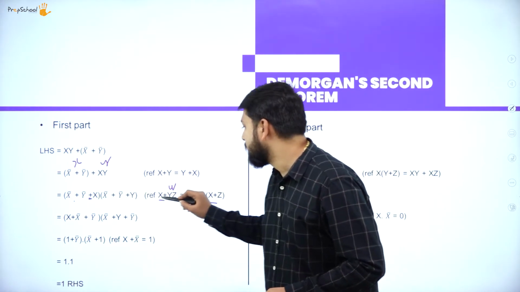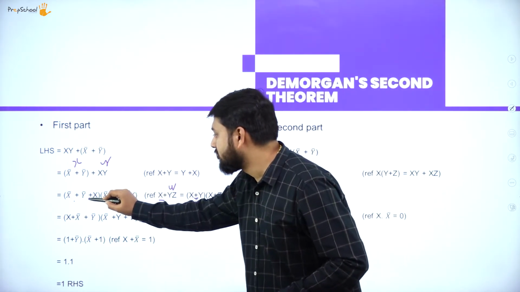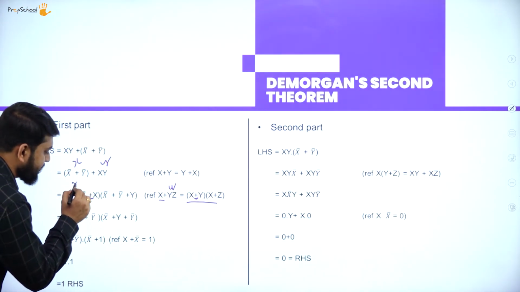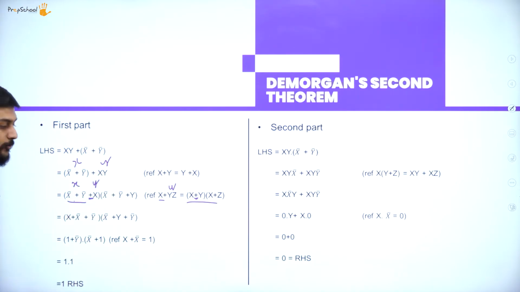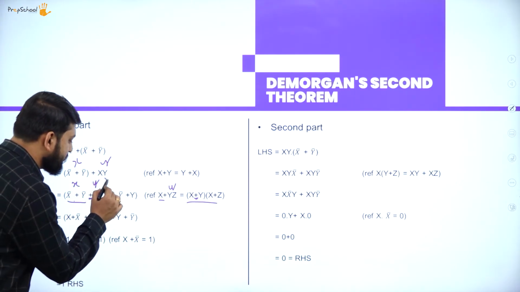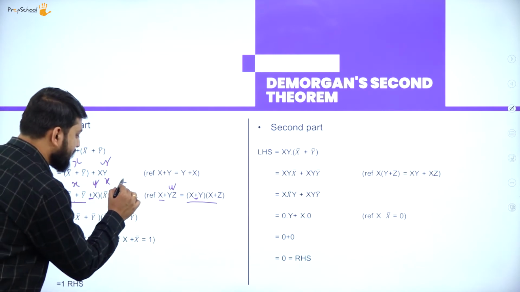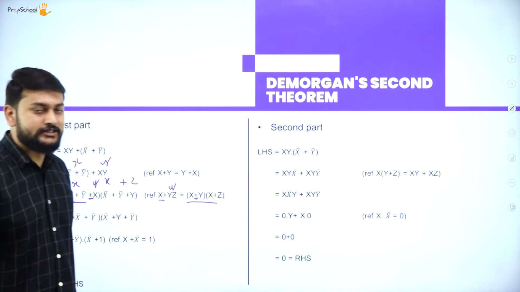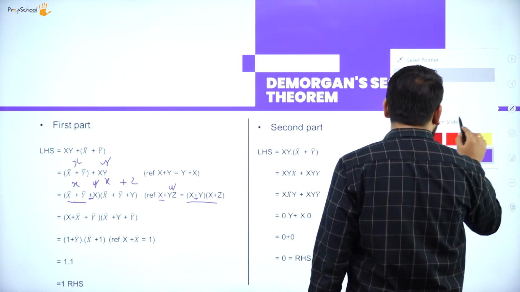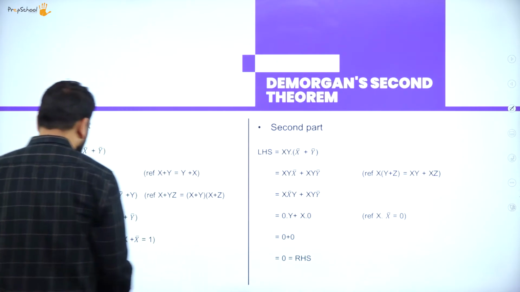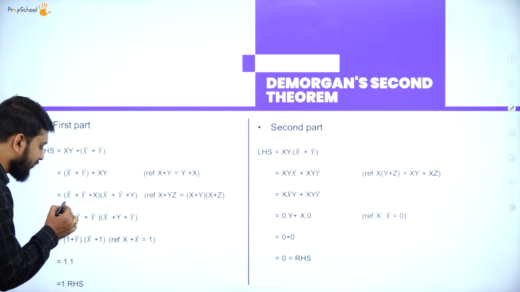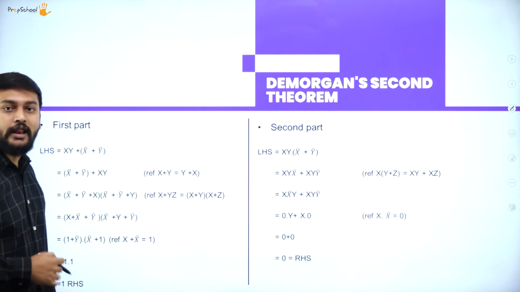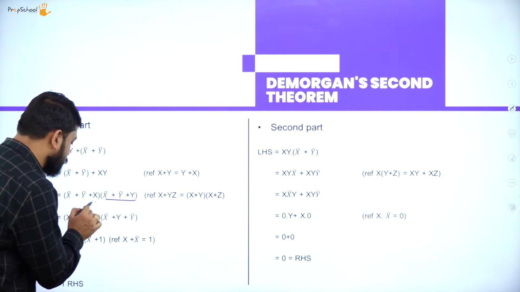So here I'm using this plus. Whatever I have with this plus, I'm treating this part as x and this as y. So that's what you need to remember. Again, I have this as x and this as z. So this is what you need to understand. If you understand that, I think this will be very simple. According to the distributive law, what will I get? x' plus y' plus x into x' plus y' plus y. That's what you need to remember.